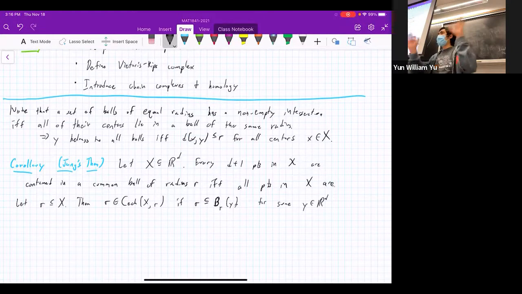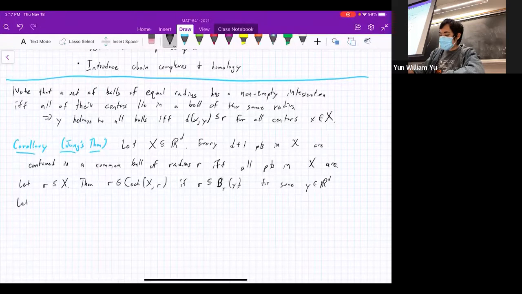Okay, so this is just putting together the different things we just said. If it's in the Cech complex, that must mean that there's some mutual intersection of the balls surrounding those points. And if there's some mutual intersection of those balls, then the points themselves, which are the centers of those balls, must be contained in some other ball around some other point.